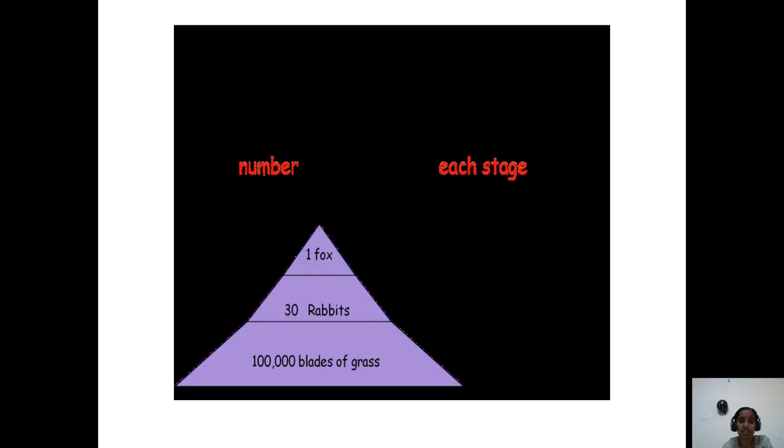So this is the ecological pyramid of numbers. At the base level, producers: 1 lakh grasses are there. At the next level, herbivores, that is rabbits, 30 in number. At the apex level, the primary carnivore is the fox, 1 in number. So the number is decreasing from herbivores to the primary carnivore. So this is the upright pyramid of numbers. An upright pyramid example is the grassland ecosystem.